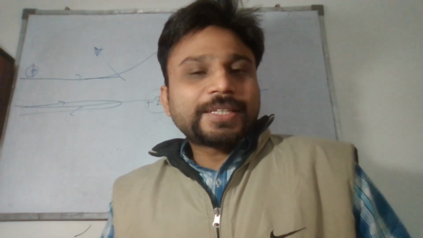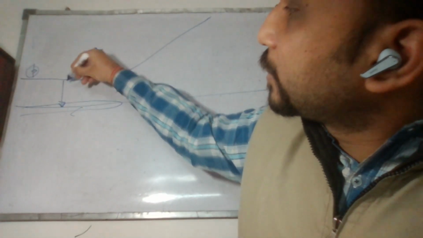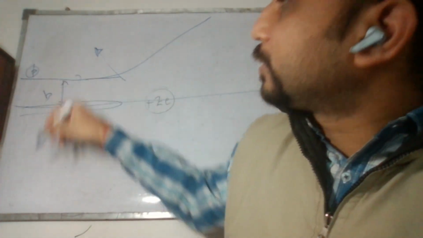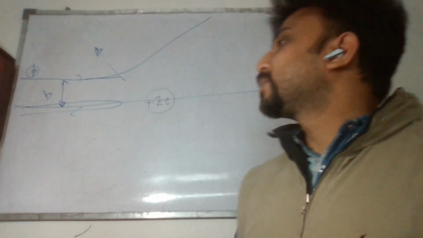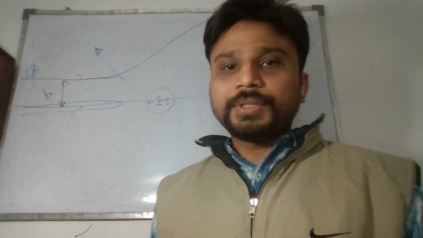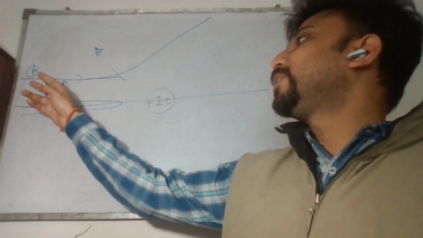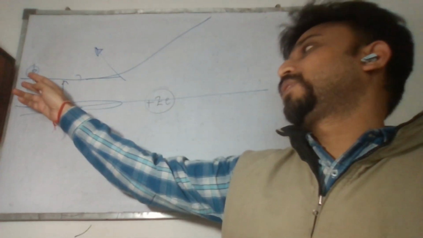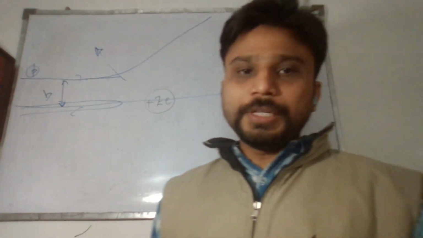So what do you think? How will we approach this problem? Let's say we have this distance called b. This is called the aiming parameter. This aiming parameter shows the distance between the line of approach of the incoming particle and the stationary gold nucleus.